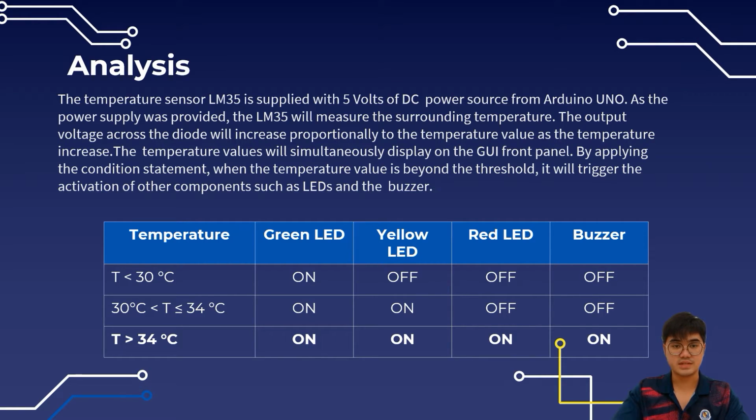By applying condition statements, when the temperature value is beyond the threshold, it will trigger the activation of components such as the LEDs and the buzzer. Through this table, we can see that when the temperature is below 30 degrees Celsius, only the green LED is on. When the temperature is between 30 degrees Celsius and 34 degrees Celsius, only the green and the yellow LEDs are on. When the temperature is over 34 degrees Celsius, all will be on: the green LED, yellow LED, red LED, and the buzzer.